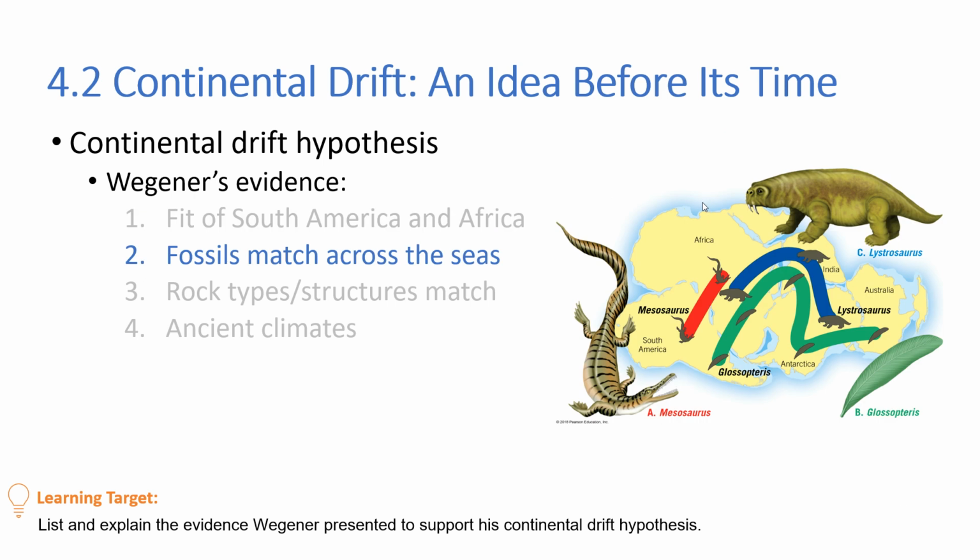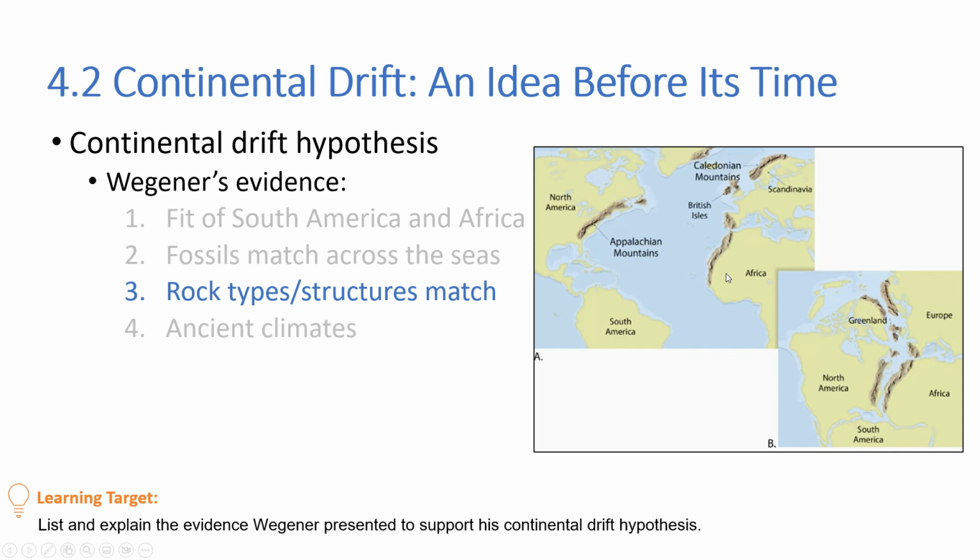His second line of evidence was related to fossilized remains of ancient organisms. These fossils were found on different continents, but were of the same organism. Third, rock structures and types like mountains from one continent seem to match the rock structures and types from a different continent when Alfred Wegener put these puzzle pieces together, indicating that perhaps these features were related.